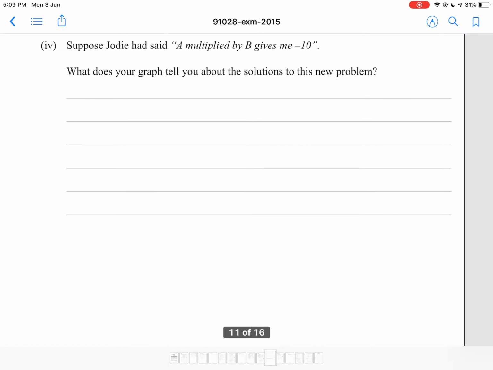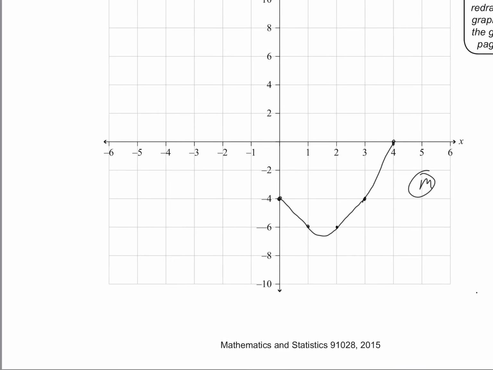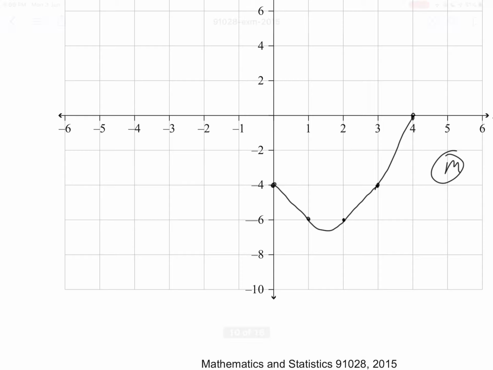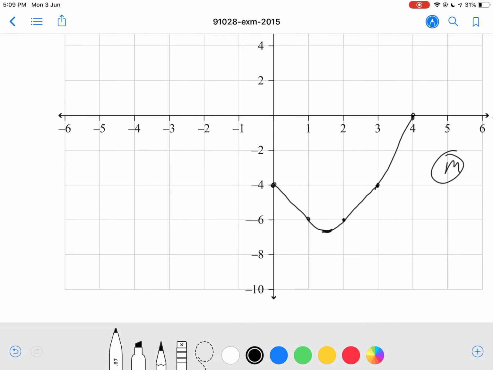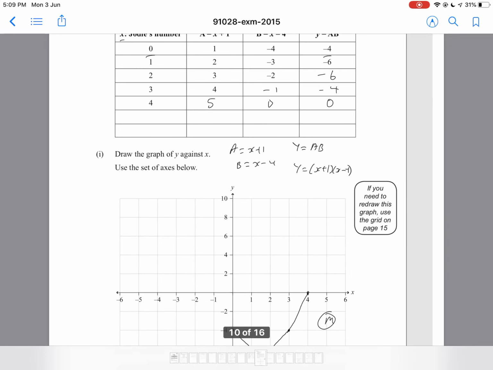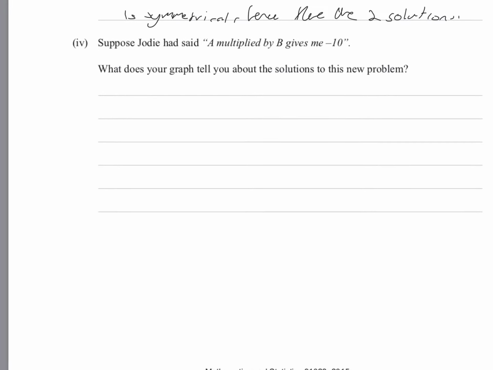Alright, next question. Suppose Jody has said a multiplied by b gives me negative 10. What does your graph tell you about the solutions to this new problem, okay? As you can see, the parabola only reaches this lowest height here. So the lowest number that can be obtained is somewhere around here. We don't know what that is, but we'll say it's about negative 6 point something. So it can't actually be negative 10 because the lowest point of the parabola doesn't reach negative 10. So therefore, there are no real solutions that can match Jody's number, okay?